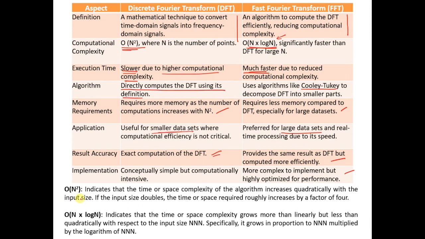So over here, if you see O n square, it indicates that the time and space complexity of the algorithm increases quadratically with the input size. If the input size doubles, the time or space required roughly increases by a factor of 4. Okay. On the other hand, O n log n indicates that time or space complexity grows more than linearly but less than quadratically with respect to the input size. Specifically, it grows in proportion to n multiplied by the logarithm of n. Okay.